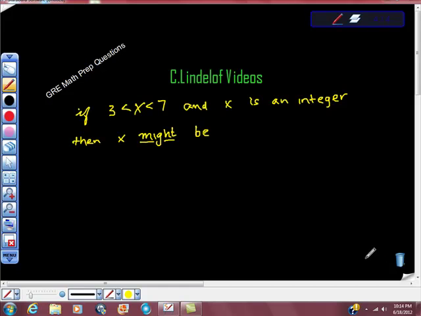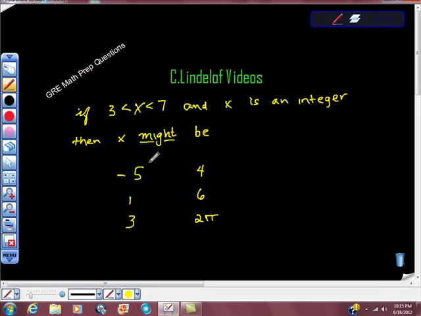So, a really simple question submitted for the GRE Math Prep questions course. The student brings this question and says, if x is greater than 3 and less than 7 and x is an integer, then x might be, and here are the possible answers that were presented to me: -5, 1, 3, 4, 6, 2 pi. So I'm like, okay, I need a number that's bigger than 3, right? Not greater than or equal to 3, but bigger than 3 and less than 7.